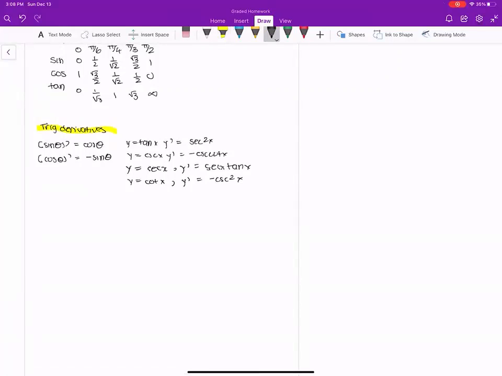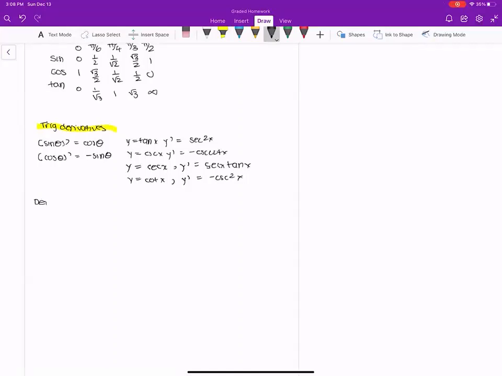Now for derivatives of inverse trig functions. So y equals arc sine of x, y prime would be 1 over root of 1 subtract x squared. Y equals arc cos. Also note that there isn't a way to memorize all of these. There isn't a pattern either, so you would just have to memorize everything.